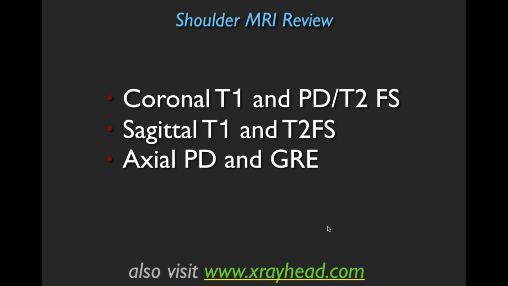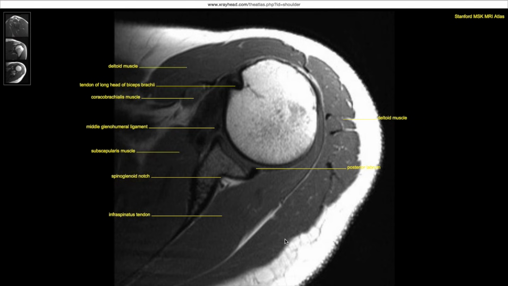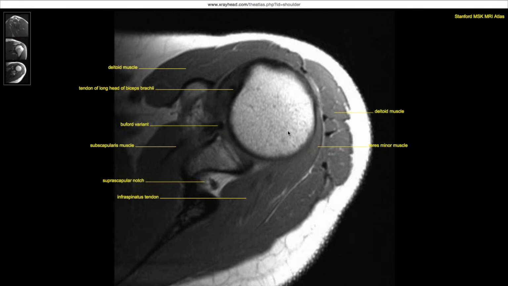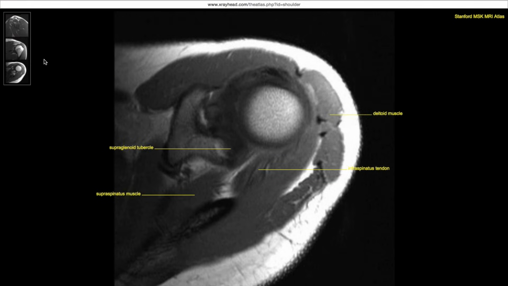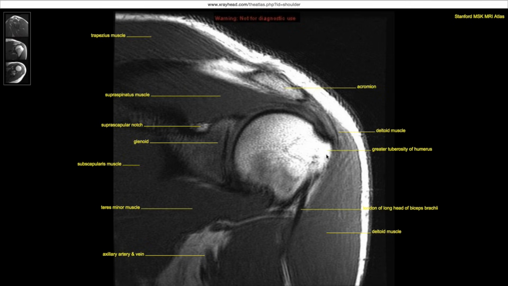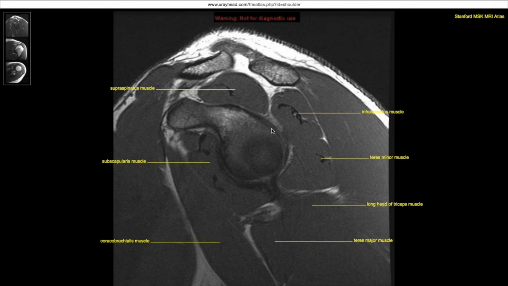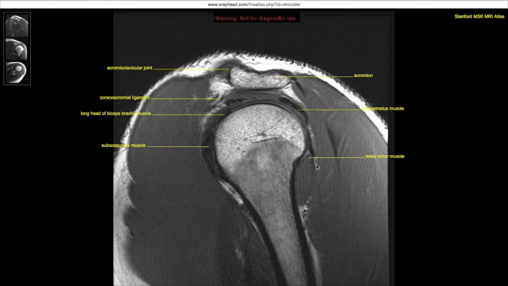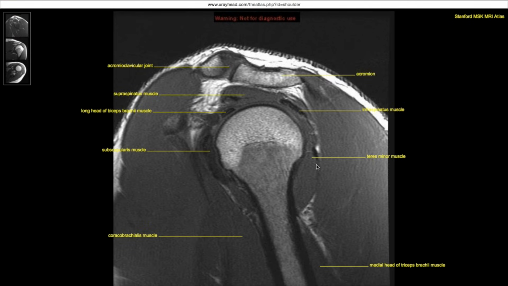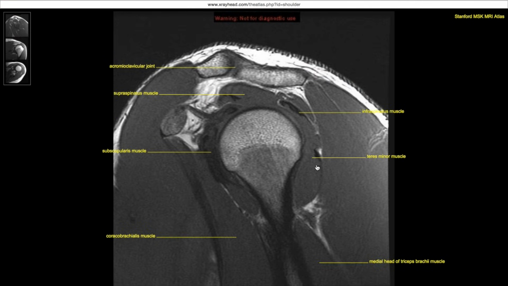What I'd like to mention up front is that there's a useful site called xrayhead.com that has labeled anatomy, and you can use that to look at T1 weighted images in the axial plane, the oblique coronal plane, or the oblique sagittal plane. It's useful to have a reference like this when you're going through cases on your own, and especially if you're learning the anatomy.